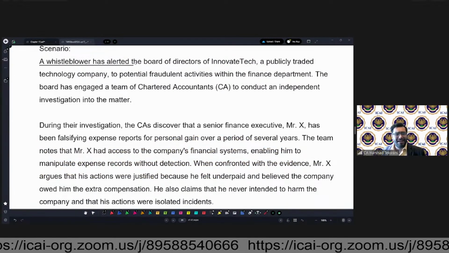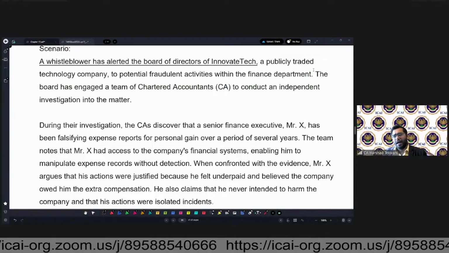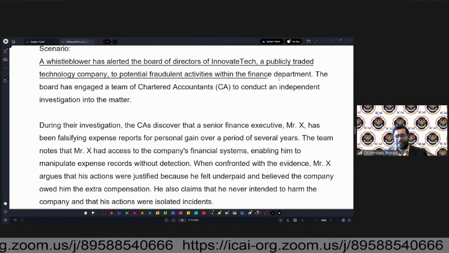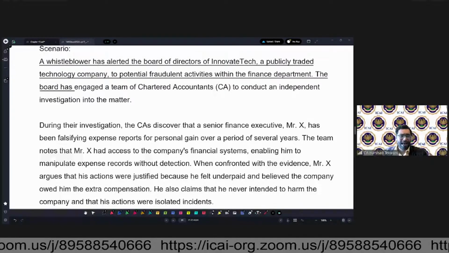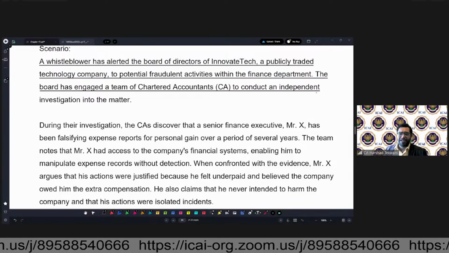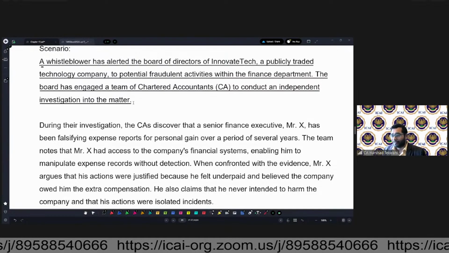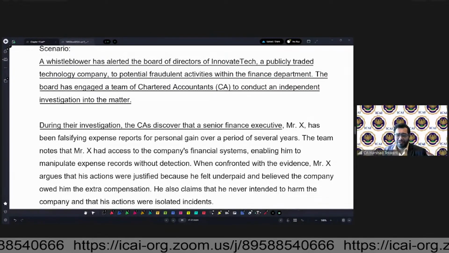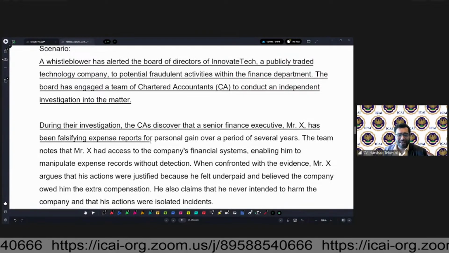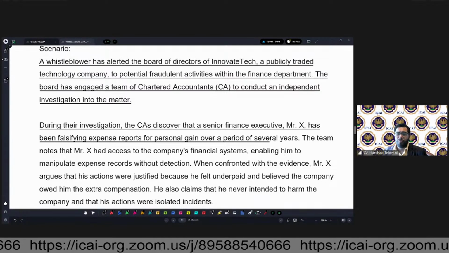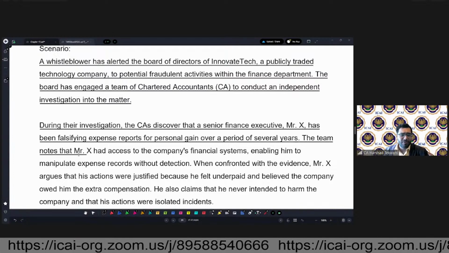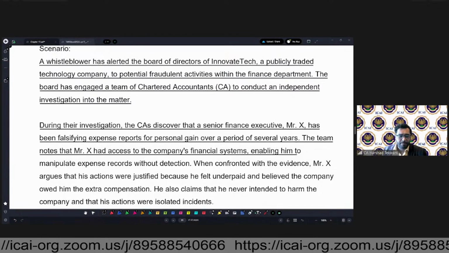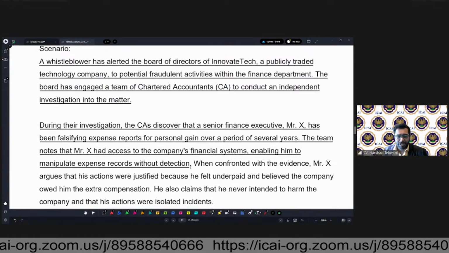A whistleblower has alerted the board of directors of Innovate Tech, a publicly traded technology company, to potential fraudulent activities within the finance department. The board has engaged a team of chartered accountants to conduct an independent investigation into the matters. During the investigation, the CA team discovered that a senior finance executive, Mr. X, has been falsifying expense reports for personal gain over a period of several years. The team has noted that Mr. X has access to the company's financial system, enabling him to manipulate expense records without detection.